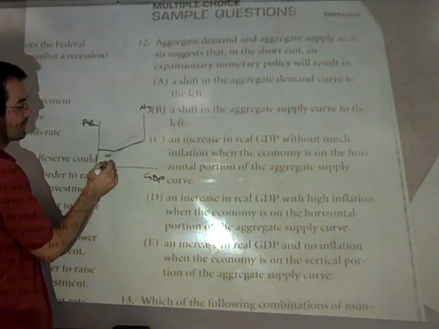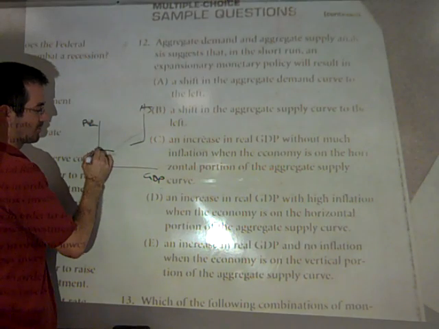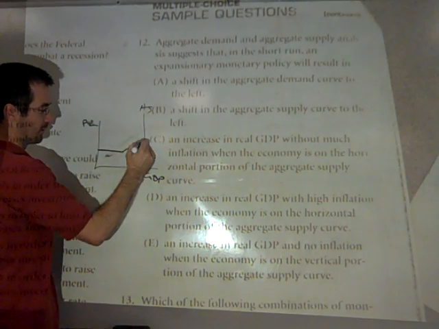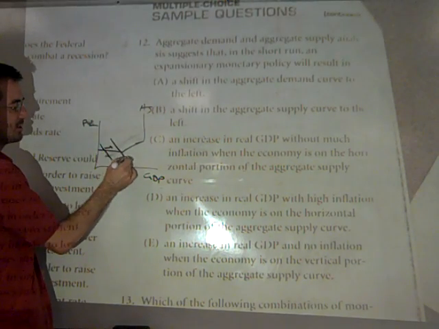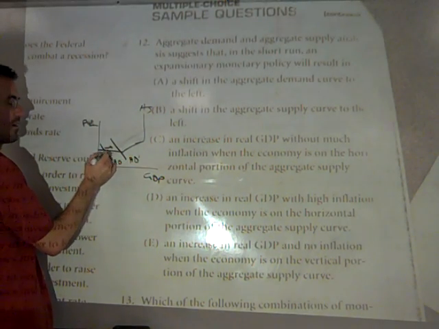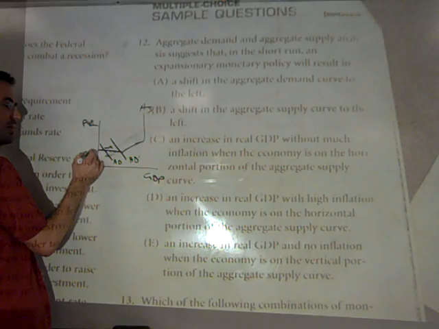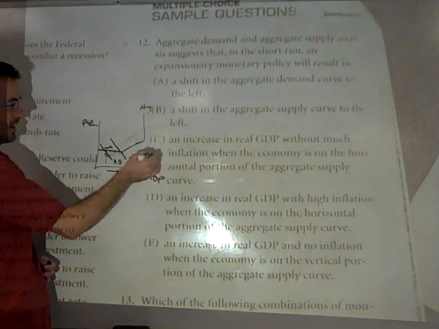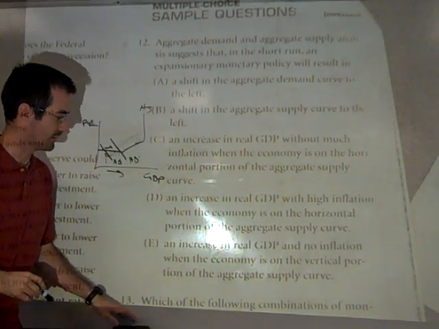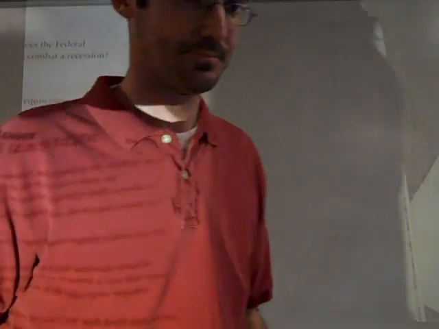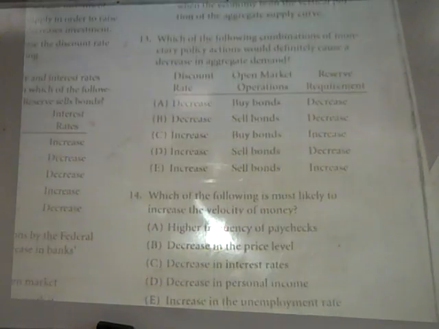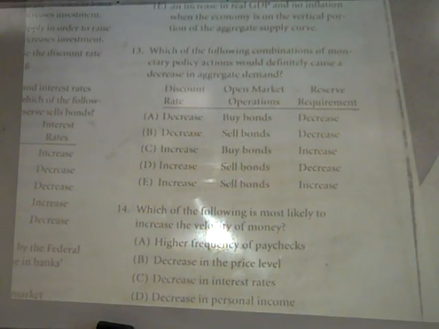So if we're over in the horizontal, let me stretch out the horizontal a little bit so we can move around. If we're in the horizontal, and we get expansionary policy and move aggregate demand to the right, looks like that won't lead to much change in the price level, but it will increase GDP. I like that answer. I don't like these other ones. I like C. Alright, when in doubt, draw a little picture. Draw a little picture when you're not in doubt.